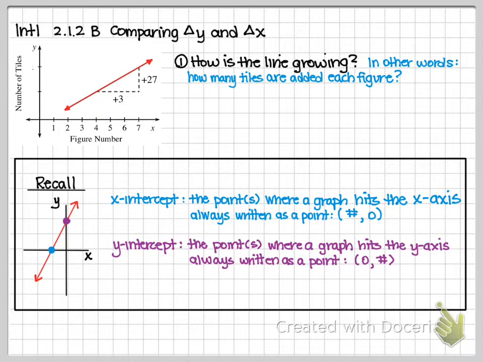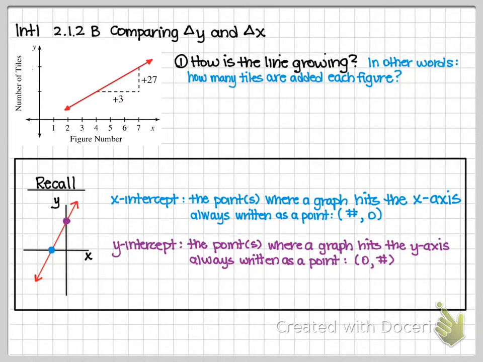Okay, so in this first question, we have this image of a line. We're also being told that the x and the y axes are defined based off of the tile pattern stuff that we've been doing. So x is our figure number and y is our number of tiles. We're trying to figure out how the line is growing. So what that means is we're trying to figure out the growth per figure number.